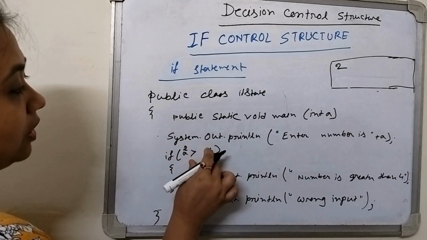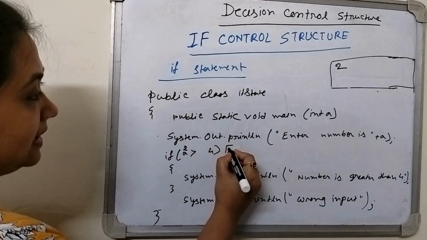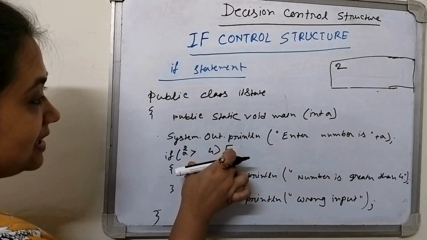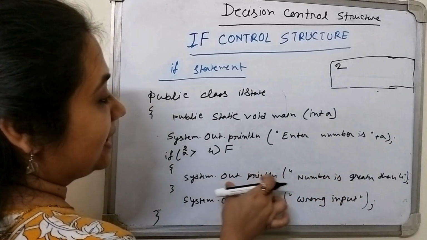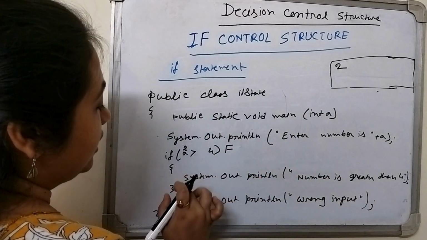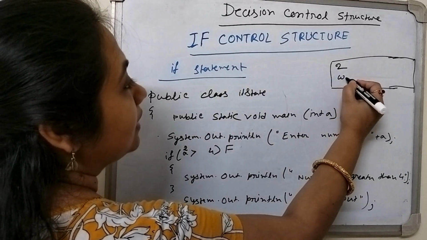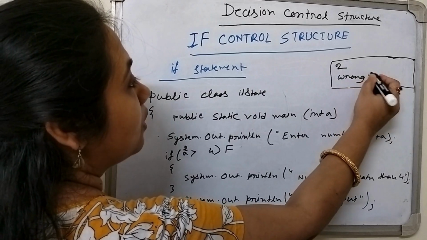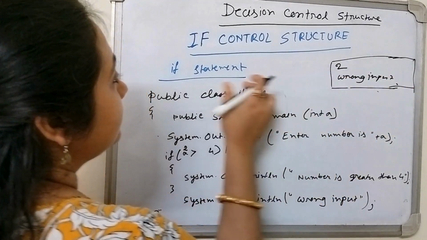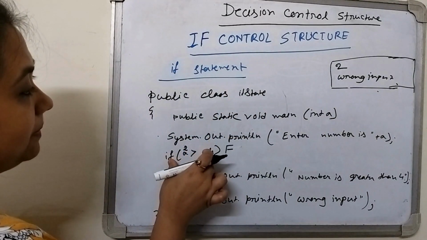So 2 is not greater than 4, which means this condition is false. When the condition is false, this portion will not be executed. Okay, so which portion will be executed? This portion will be executed. That means we get the result: wrong input.